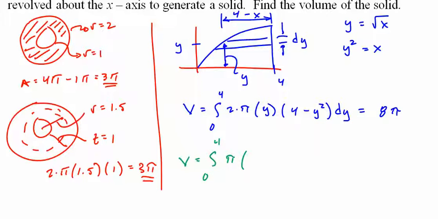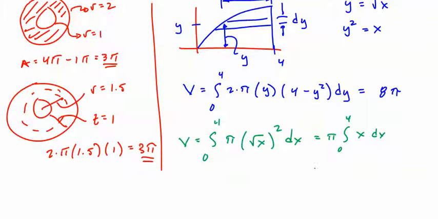Yeah, the radius is just y, so it's just square root of x squared dx, which equals x pi out front. I'll do it all. 0 to 4 of x dx, which equals pi times x squared over 2 from 0 to 4. 16 over 2 is 8, minus 0 is 8 pi. Works both ways.